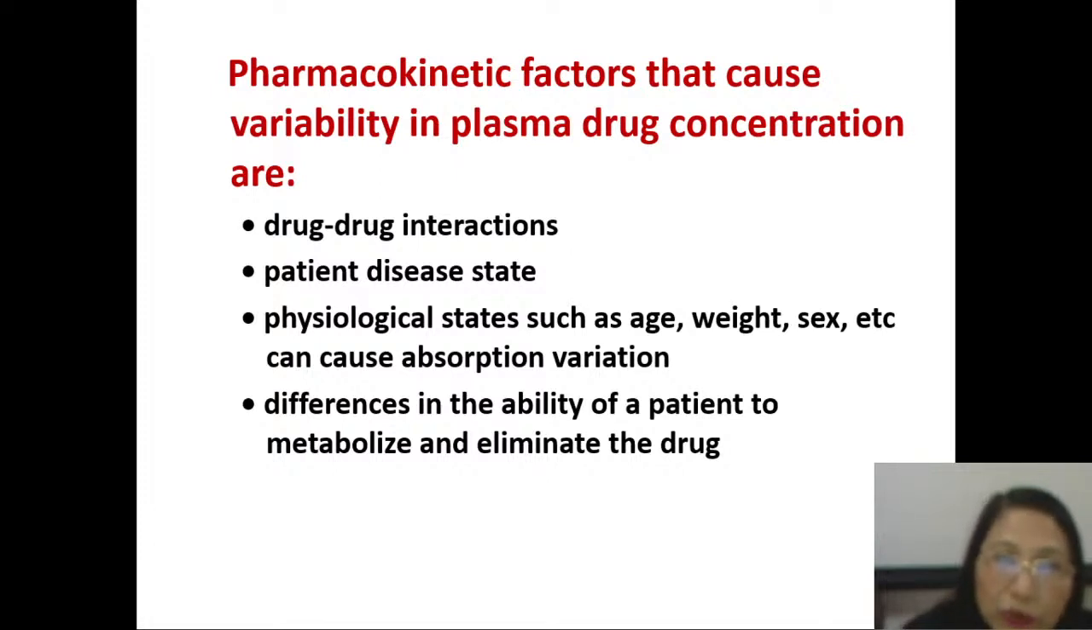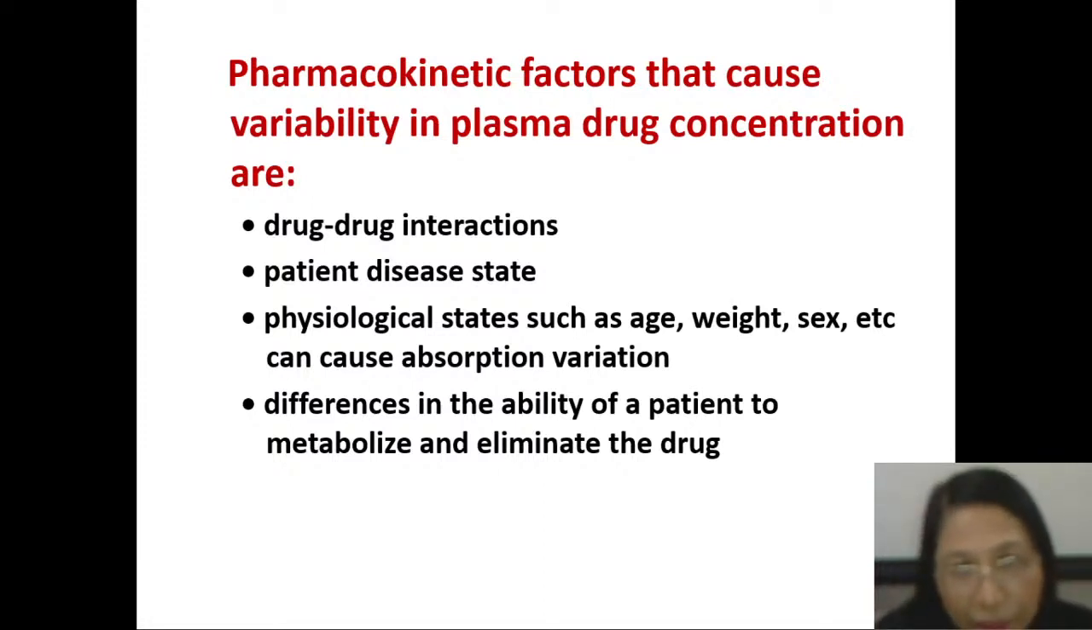Pharmacokinetic factors that can cause variability in plasma drug concentrations include drug-drug interactions. So whenever you send a TDM sample, you have to mention the other drugs also, so that there can be less difficulty in interpreting the plasma levels. The patient disease state, whether the patient is having any renal dysfunction or hepatic dysfunction, or even the age and sex of the patient.